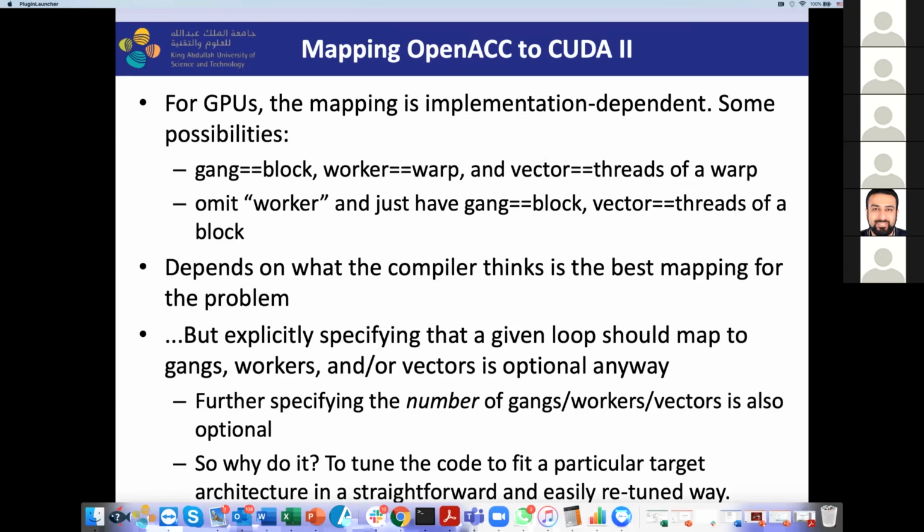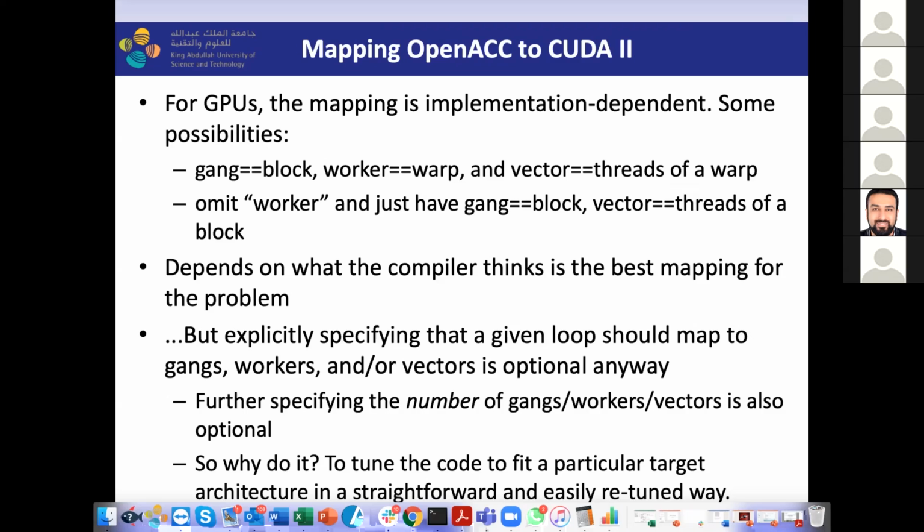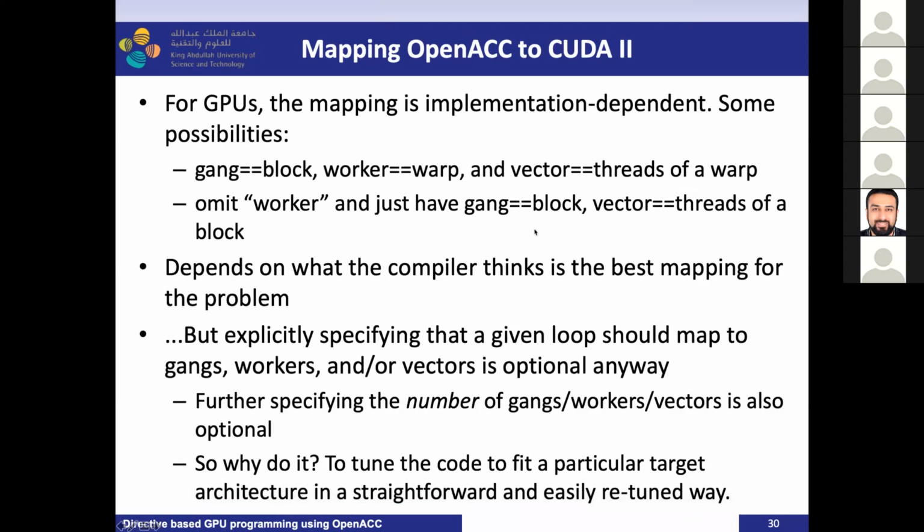So basically, the compiler will start with a guess on what is the best possible gang and vector, or gang worker vector, description that it can get. But you can explicitly override the compiler's choices, and write your own gang and vector numbers and the way you can lay out the parallelism of the code. And that allows you to tune your applications even further.